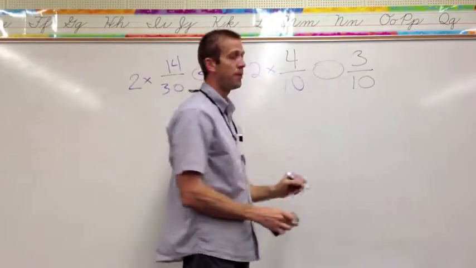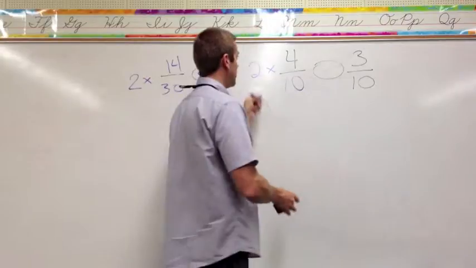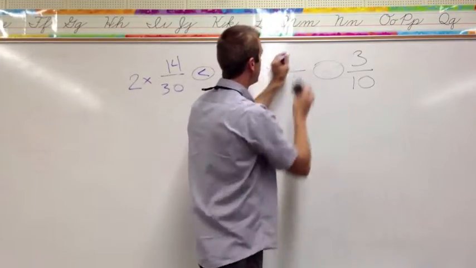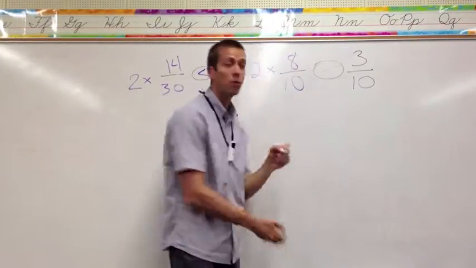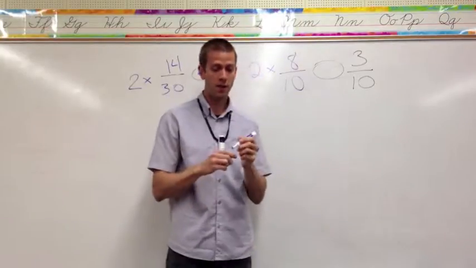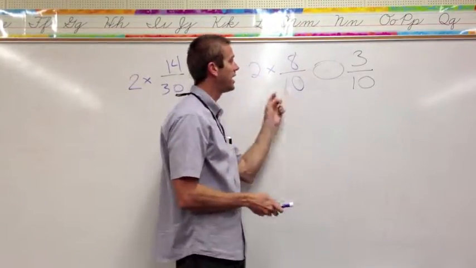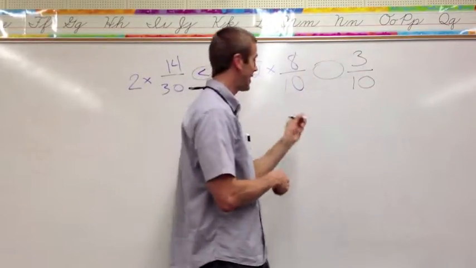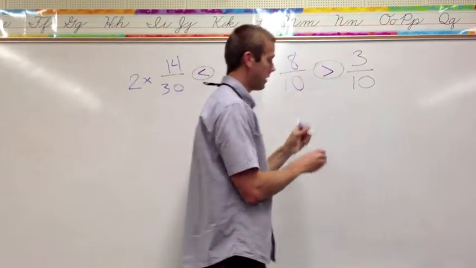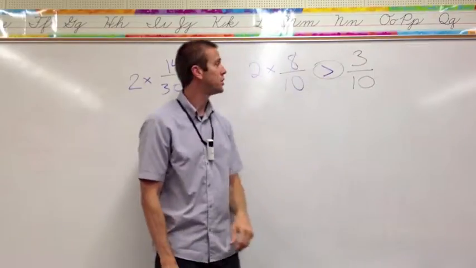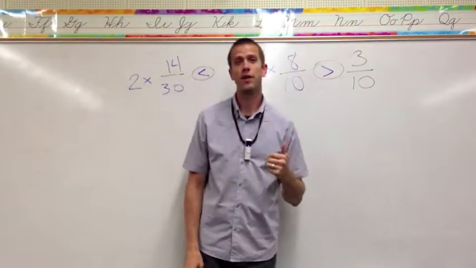Whatever you do to the bottom, you have to do to the top. 2 times 4 is 8. You've just made an equivalent fraction for 4/5, but you've made it 8/10. Now it's easy to compare. 8/10 or 3/10. 8/10 is definitely greater, and now you know which one to mark for the greater sign.